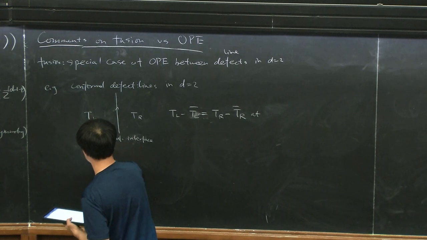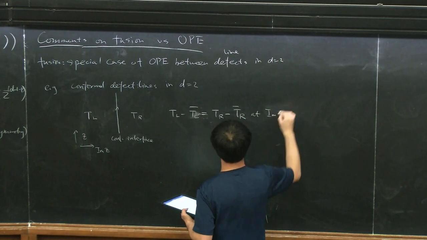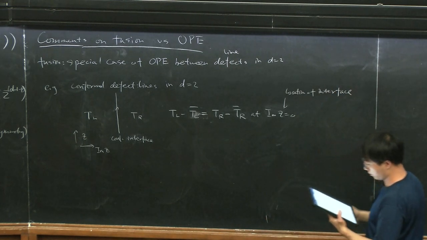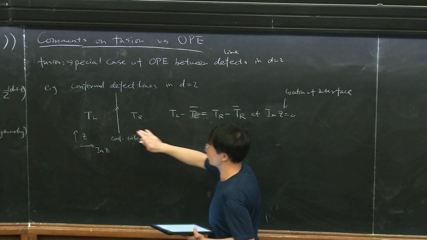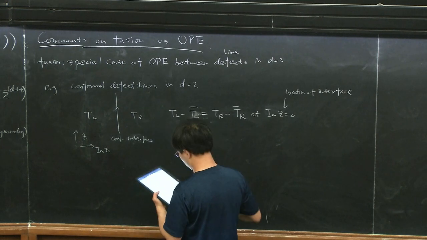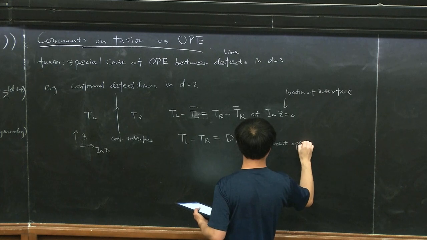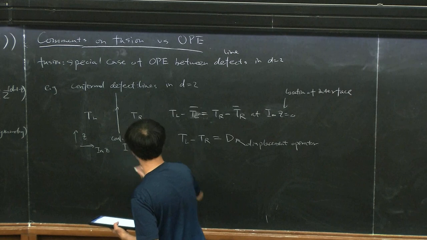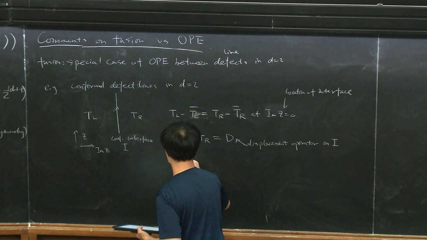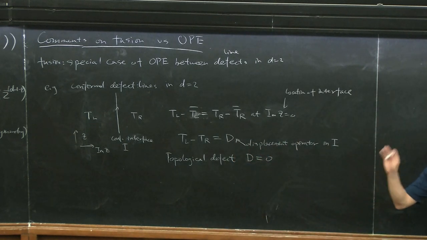Now let me think about this direction. This is the z plane, and for convenience I'm calling this direction the imaginary z direction, which is the location of the interface. In general, there's a discontinuity in the stress tensor for a conformal defect, even in the same theory. The discontinuity in the stress tensor is captured by what's known as a displacement operator, which is the operator on the conformal interface. The special case of topological defect corresponds to the case when the displacement operator is trivial, so the stress tensor is fully continuous across the defect.